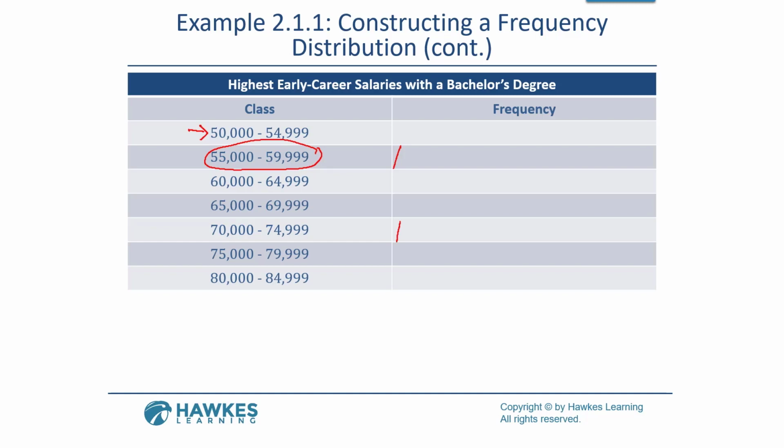Keep doing that until you've got all the data values accounted for, and then just add these up. How many do you have there? Maybe you end up with 3 there, maybe you end up with 2 there, and so on. Those will be your frequencies.